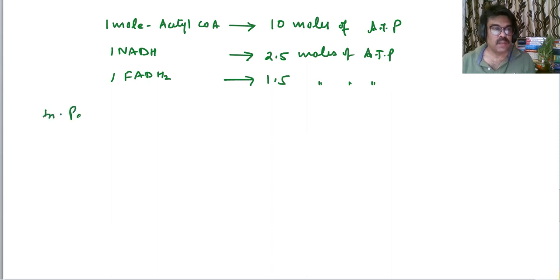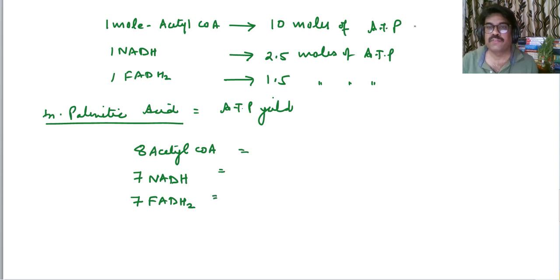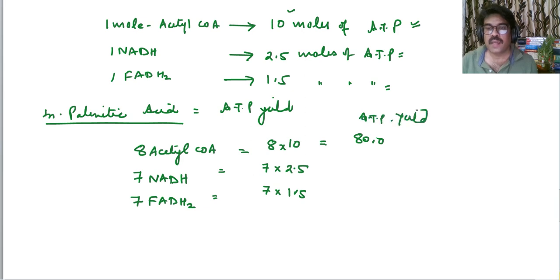So in palmitic acid, let's calculate the ATP yield. How many acetyl coenzyme A? 8 acetyl coenzyme A from one molecule of palmitic acid, 7 NADH and 7 FADH2. On the basis of ATP molecules synthesized per molecule, let's calculate. It will be 8 into 10, then 7 into 2.5 and 7 into 1.5. So it will be 80.0. This is the ATP yield.